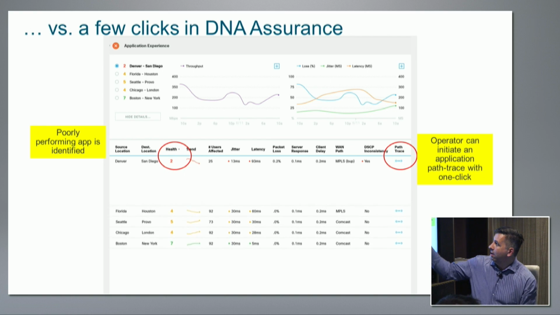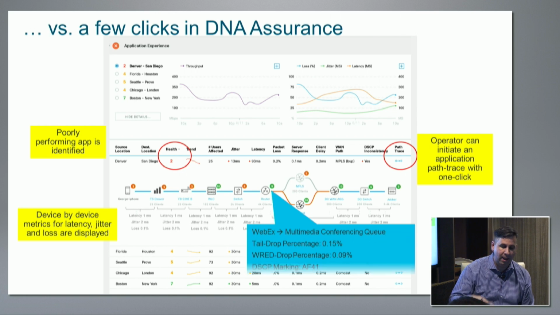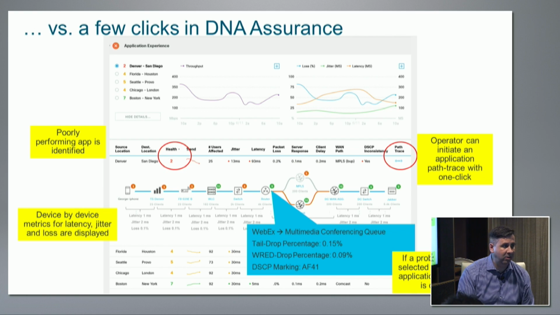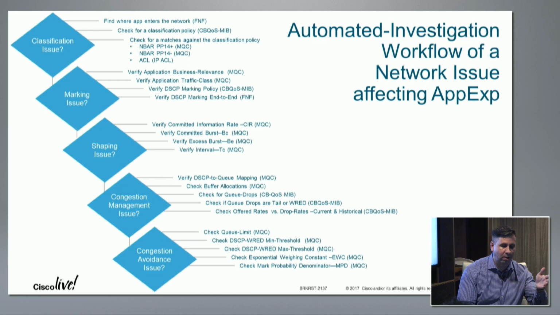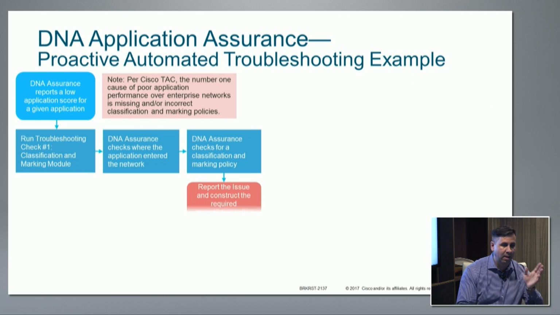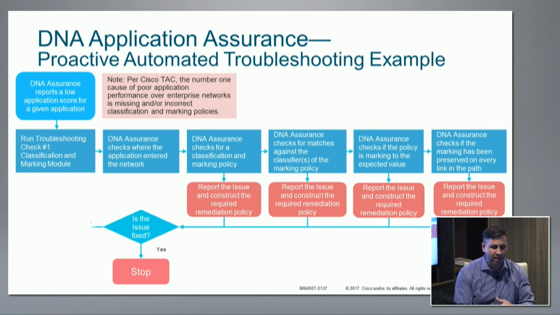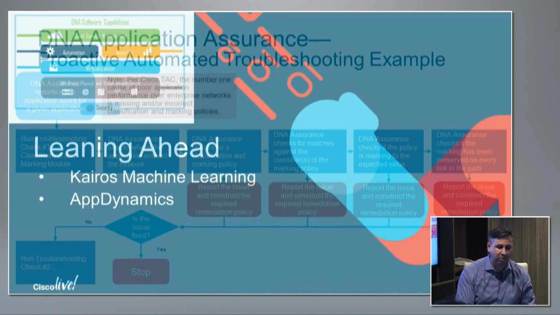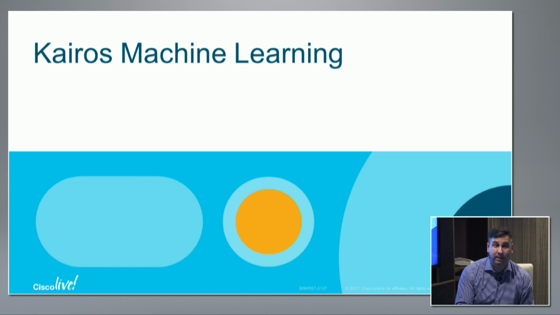So this is what we're building here. With DNA Assurance, if you have a poorly performing app, you should be able to just do a path trace on that with a single click and get link by link loss, latency, jitter, and then see that there was a difference in the health of the application from one point in the network. Within context, you get additional information of what's going on in that device and that queue that the application is assigned to, and then get to that root cause. Automating some of the workflows, I've already talked about, the most common issue is missing classification and marking. How can we automate all of this within the app so that you can speed up that troubleshooting and get to that root cause analysis?